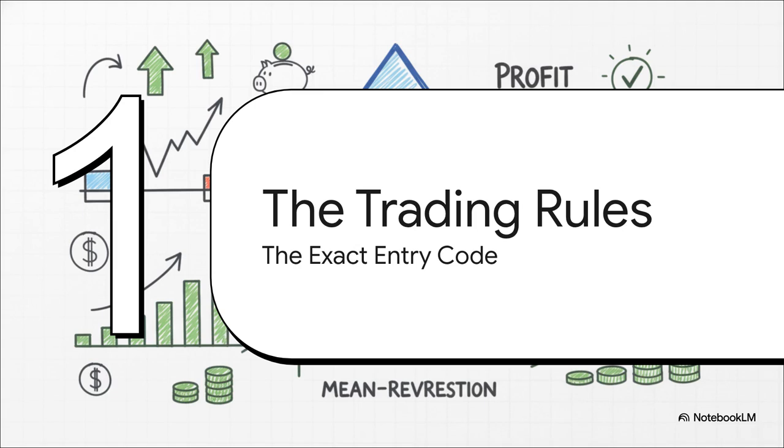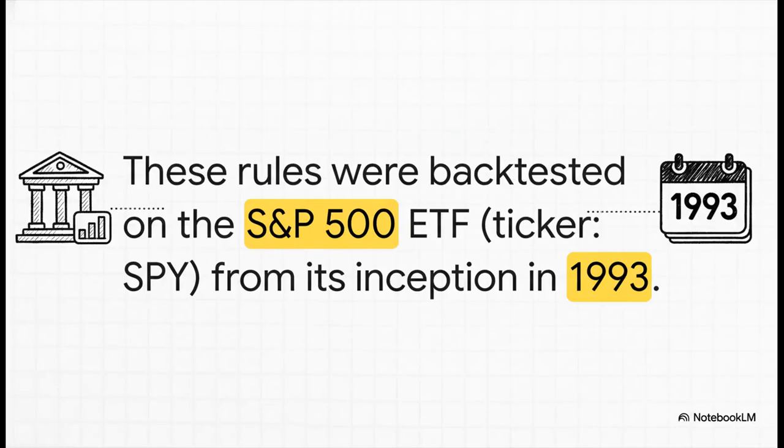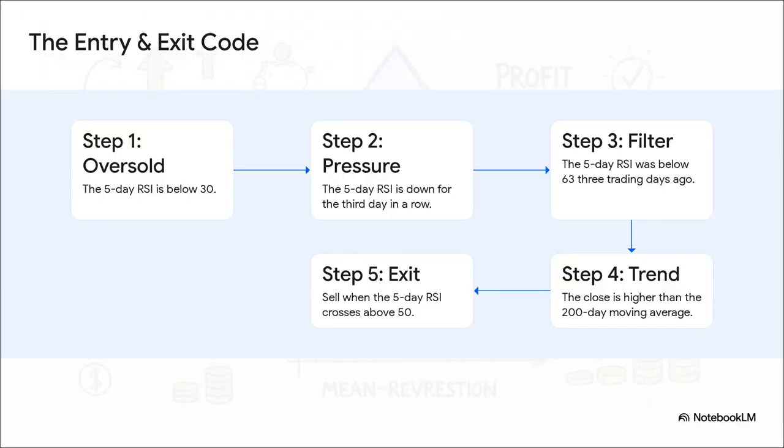Okay, now for the main event, the part you've been waiting for. The source lays out 5 very specific, non-negotiable rules. This isn't about your gut feeling. It's a precise code for when to get in and when to get out. And it's absolutely crucial to know what this code was tested on, because all the results we're about to look at are from a backtest on SPY. That's the ETF that tracks the S&P 500, and it goes all the way back to when it started in 1993.